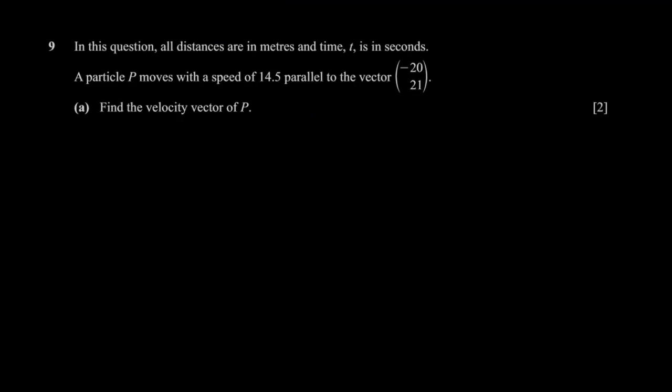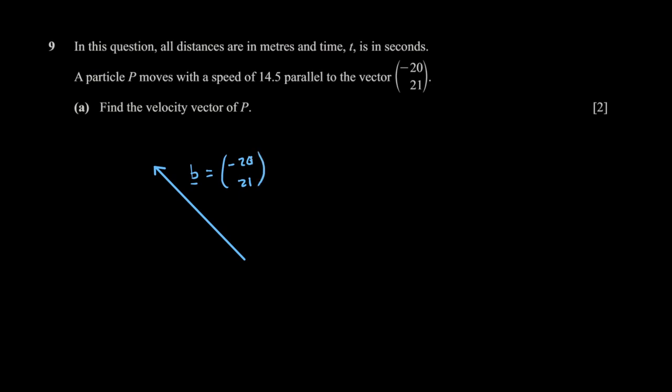Okay, then question 9, a kinematics and vectors style question. Particle P moves with a speed of 14.5 parallel to this vector here. Want to find the velocity vector of P. Well, let's think about this vector here. That vector is moving, let's say something like that, right? So that's that vector. We'll call it B. So B is equal to negative 20, 21.